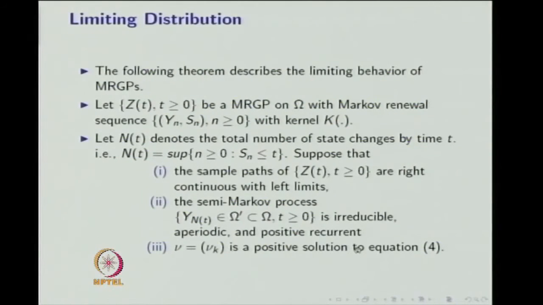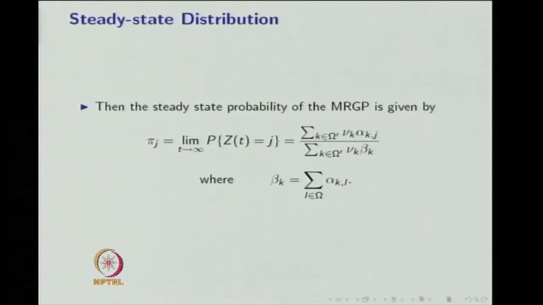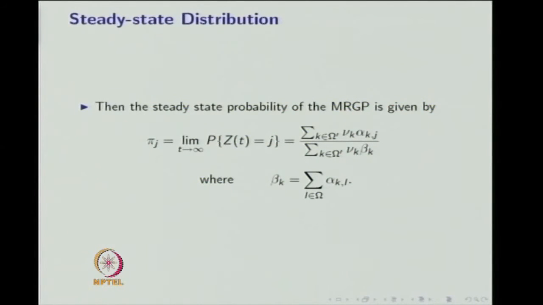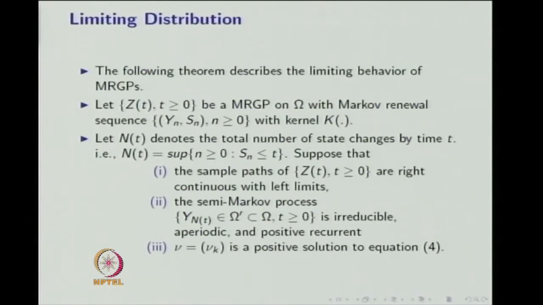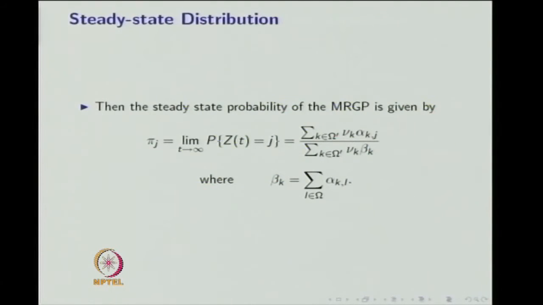If these properties are satisfied, then the steady state probability vector pi, whose elements are pi j, is nothing but the limit as t tends to infinity of the probability that Z of t is equal to j, given by this formula, where b k is the summation of alpha k j. So, as long as these three properties are satisfied, that means the sample path is right continuous, the semi-Markov process is irreducible, aperiodic and positive recurrent, and you have a positive solution, the steady state probability vector, then you can get the steady state probability for the Markov regenerative process.